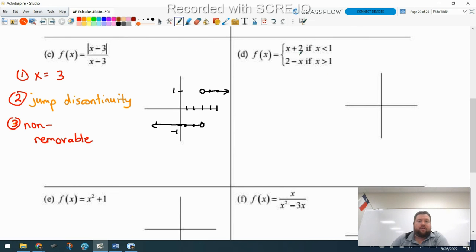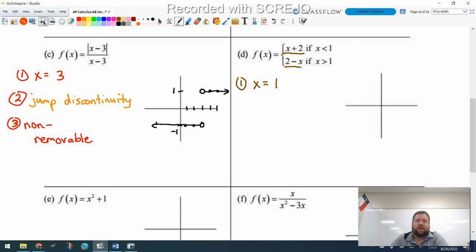What I do want to point out, though, is if this wasn't piecewise, if all they gave us was x plus 2, then f of x equals x plus 2 is a linear function. That's always continuous by itself. This function is also a linear function, so that function is always continuous by itself. So the only location where a discontinuity could occur would be at x equals 1. And I can tell you just from looking at the equation, I know that there is a discontinuity at x equals 1.